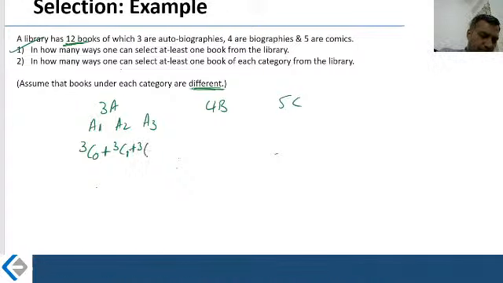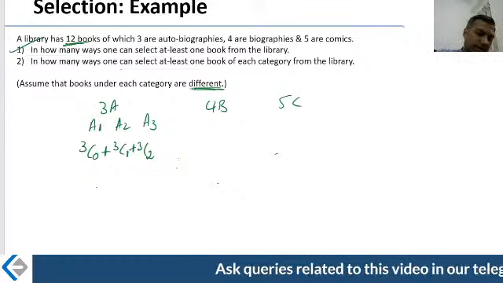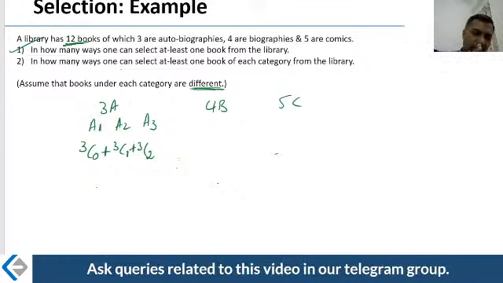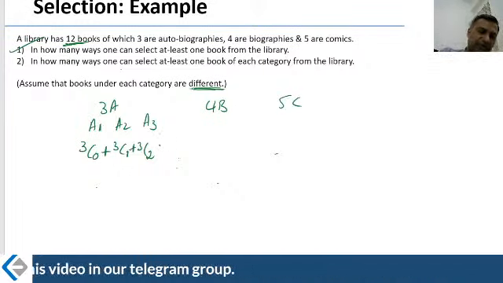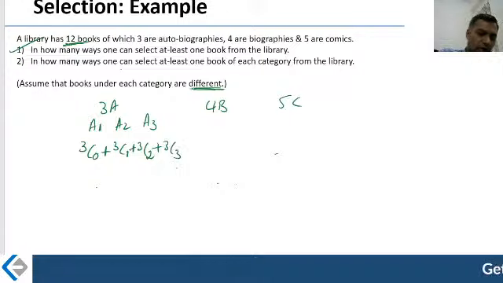3C2. Alright, because you wanted to pick 2 out of 3 books. Which 2? A1, A2 you want to pick, or A2, A3 you want to pick, or A1, A3 you want to pick. You have a choice. Therefore 3C2, when you decided to pick 2 books, you have a choice. Then 3C3, you may want to pick all of them.